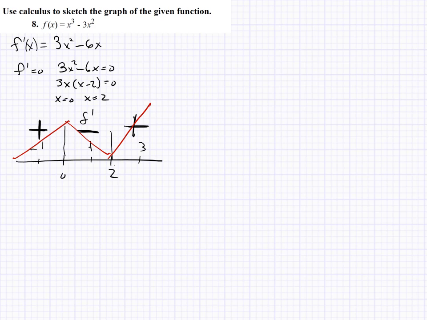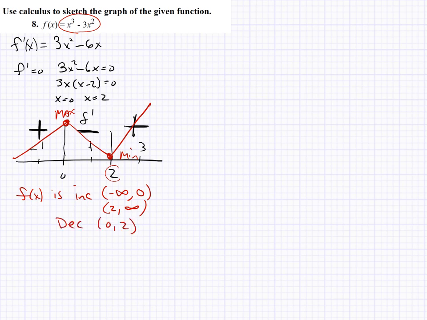Okay. We also know that this point right here, since 0 can get plugged into the original function, would be a max. And this point right here, since 2 can get plugged into the original function, would be a min. So we know that f of x is increasing from -infinity to 0 and from 2 to infinity, decreasing from 0 to 2, has a max at 0, so let's find f of 0.